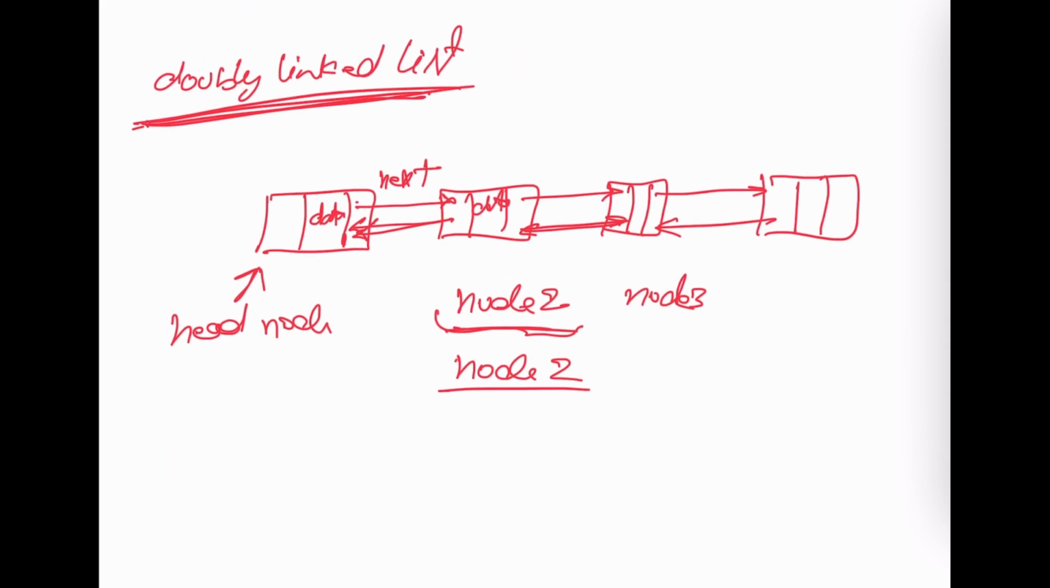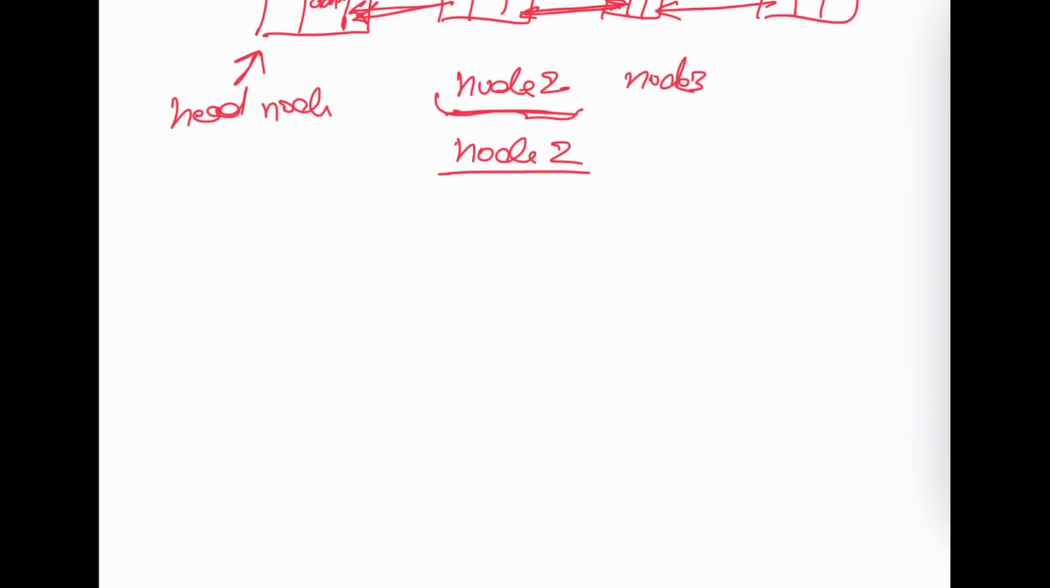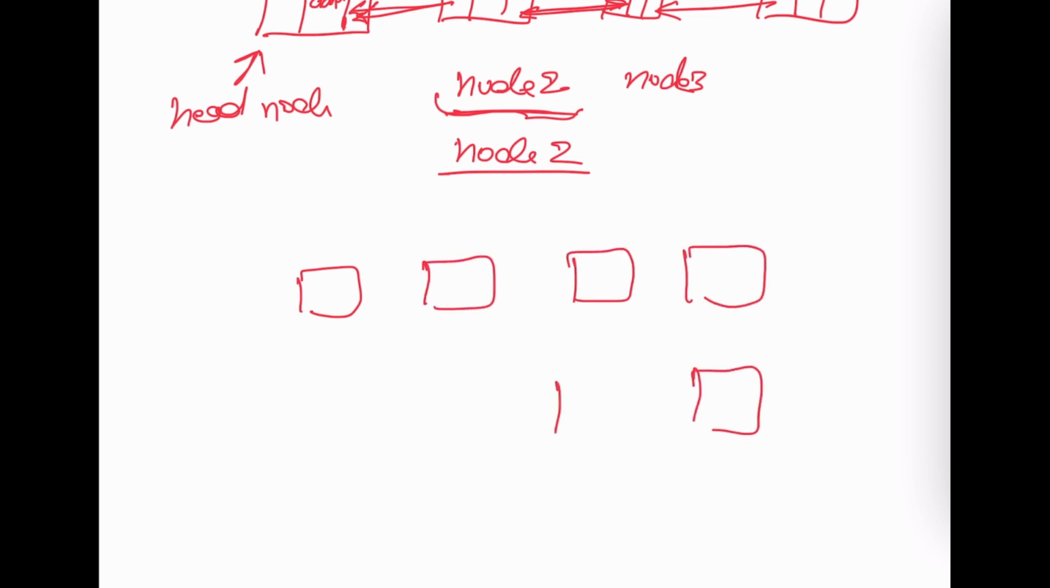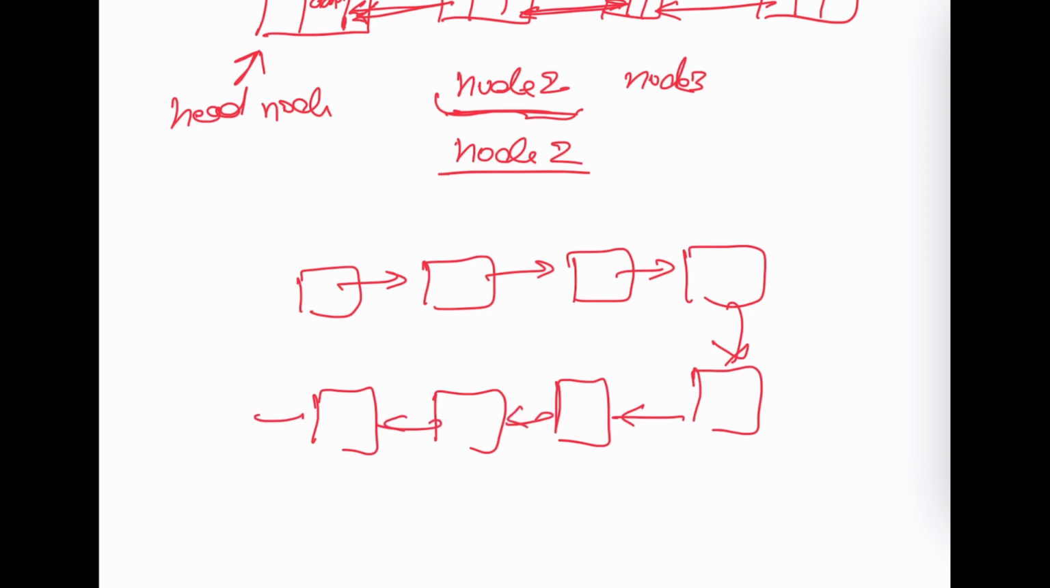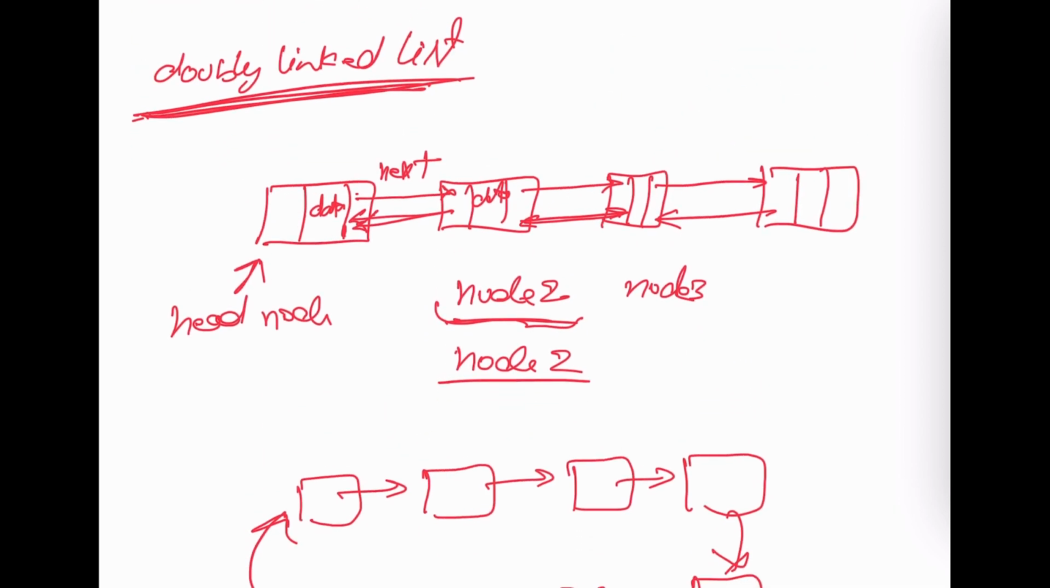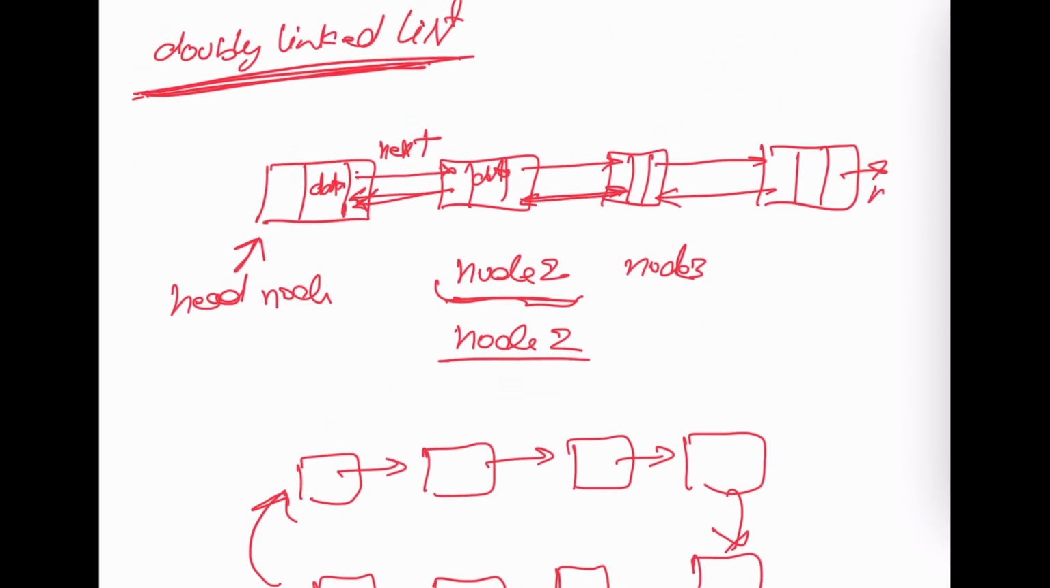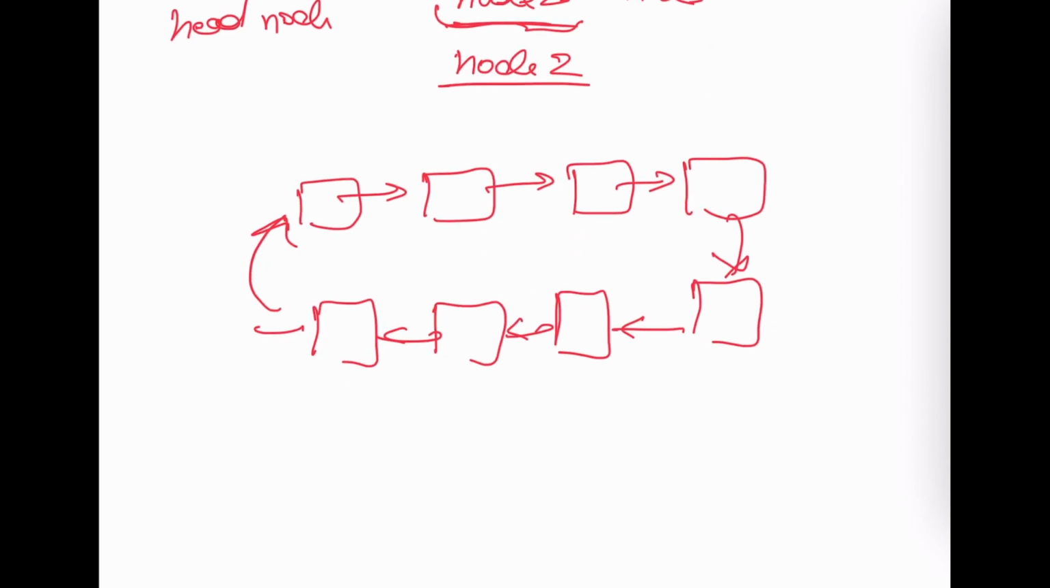There is one more type, which is called the circular linked list, in which the nodes will be in the shape of a circle. So your last node will not point to null. Even in the case of the doubly linked list, this will point to null. But in the case of the circular linked list, if this is your head node, and this is your tail node or last node, this will point to the first node, not null.